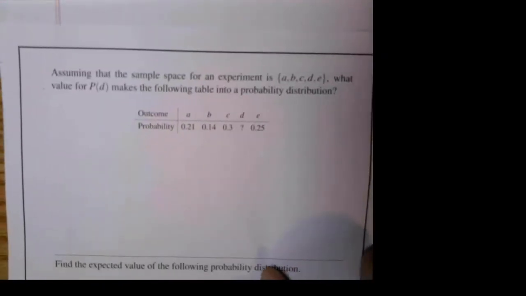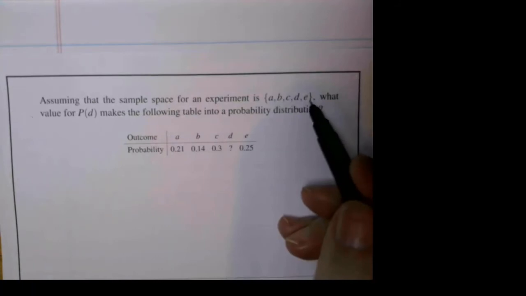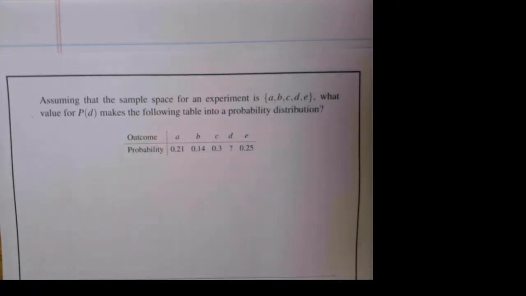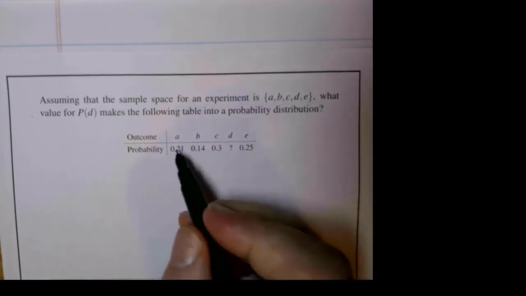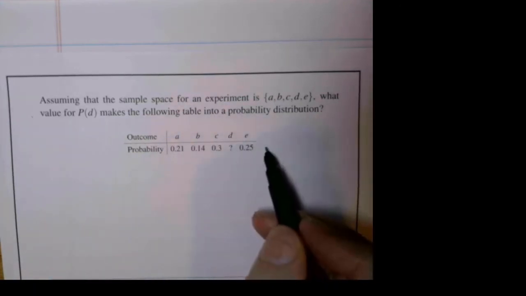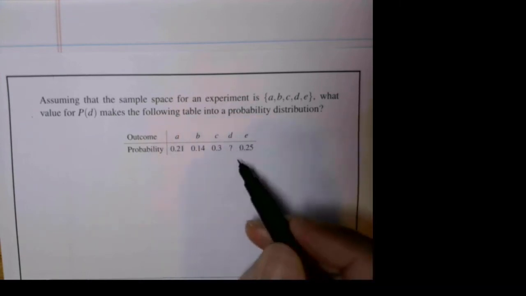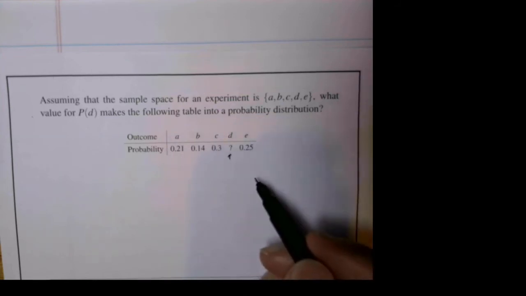One more here. Assuming that the sample space for an experiment is these 5 possible outcomes, A, B, C, D, E, what value for the probability of D makes this table here into a probability distribution? Well, what are the rules that probabilities have to follow? One of them is that the probability of the whole sample space is 1. So you need all these numbers to add up to 1. So all you have to do to find a probability here is to add up the probabilities you have and subtract from 1. Whatever you get, that's what has to go right here.